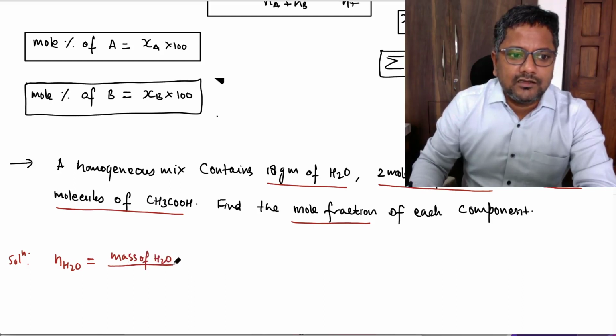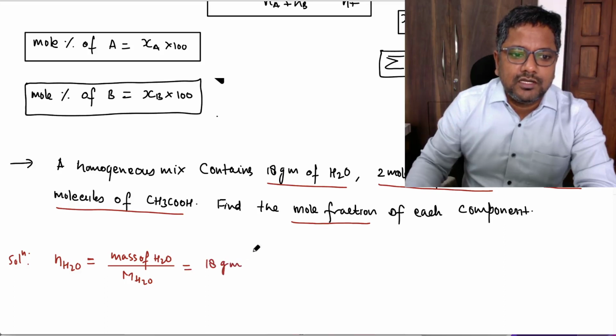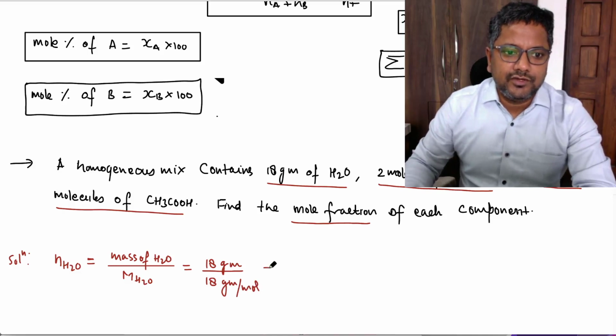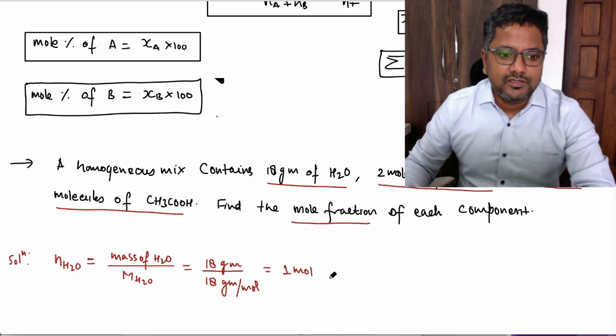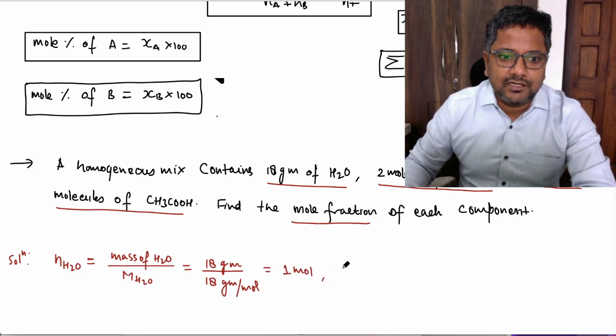divided by molar mass of water. So this is equal to 18 gram divided by 18 grams per mole, right? So we will get 1 mole. And moles of ethyl alcohol, it is given, moles of C2H5OH, they are 2 moles, it is given.